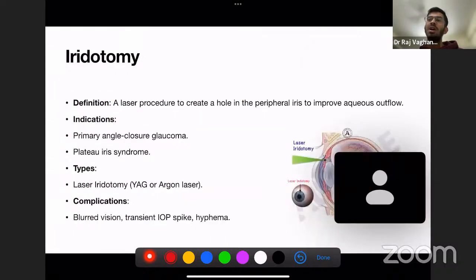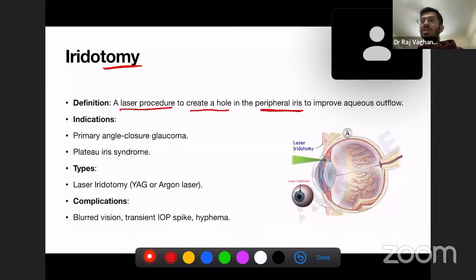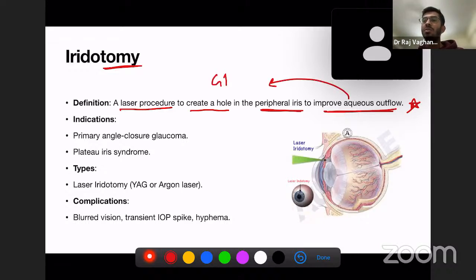Now we'll discuss iridotomy. What is iridotomy? Tomy means making an incision or making a hole. So iridotomy means making a hole in the iris. It is a laser procedure to create a hole in the peripheral iris to improve the aqueous outflow. If we are improving the aqueous outflow, that means we are treating glaucoma and reducing the IOP.